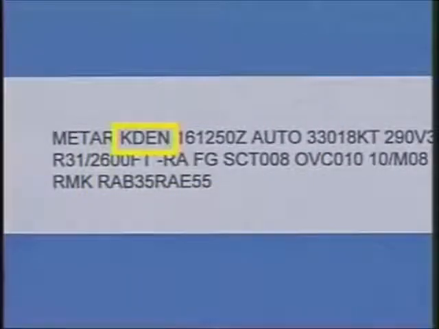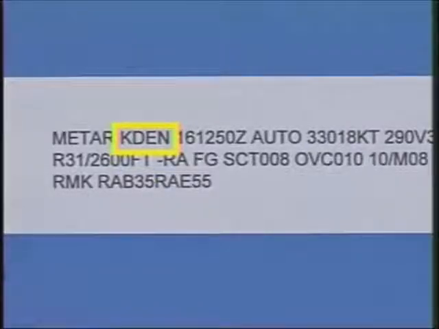The next element contains the station identifier. Notice the METAR code uses the ICAO, International Civil Aviation Organization, four-letter station identifier. The stations within the contiguous 48 states are prefixed with a K. Here, KDEN is the identifier for Denver.